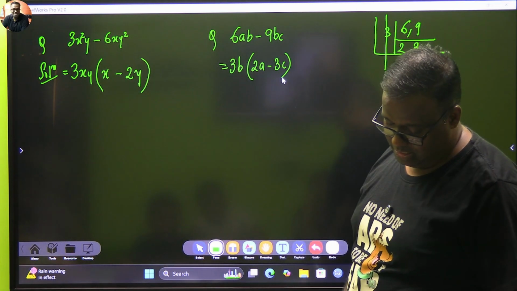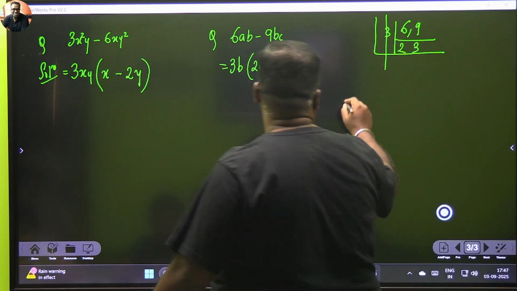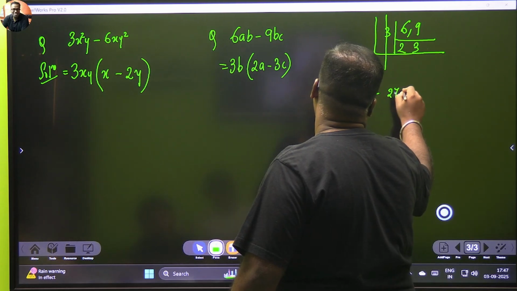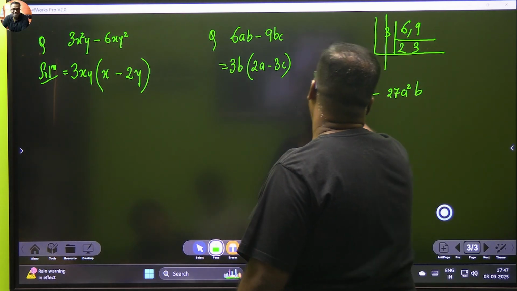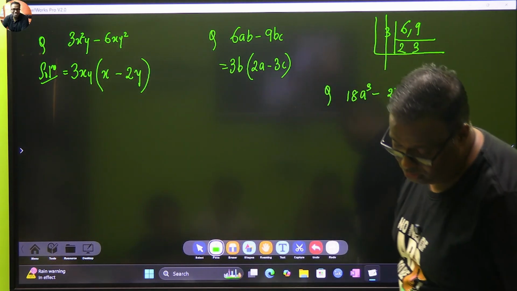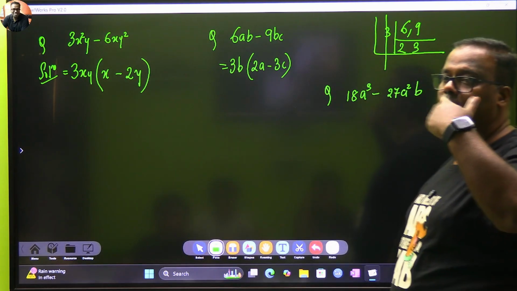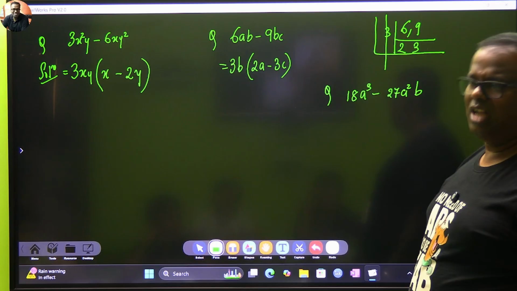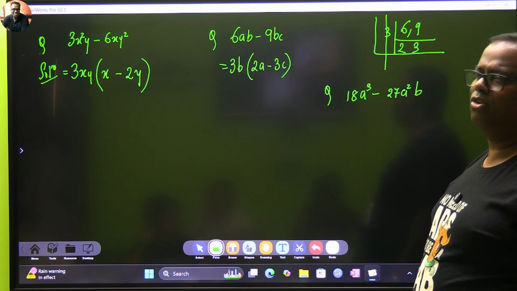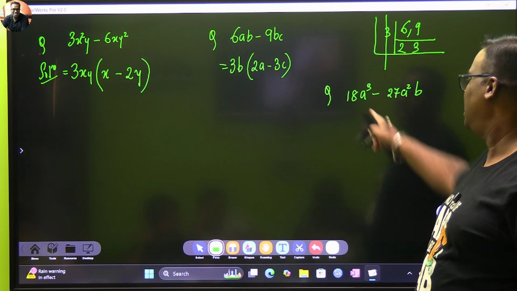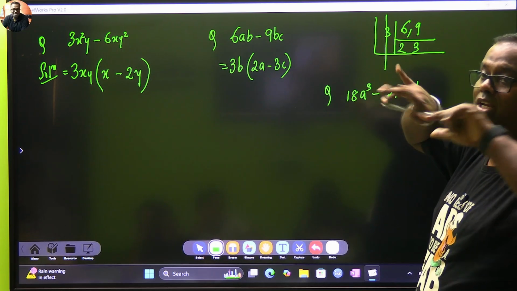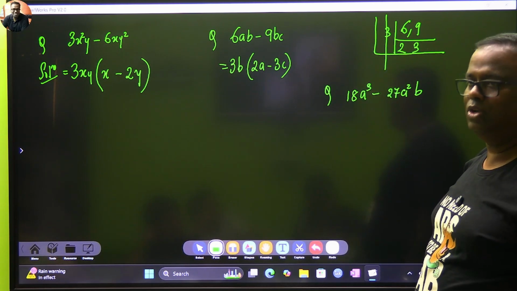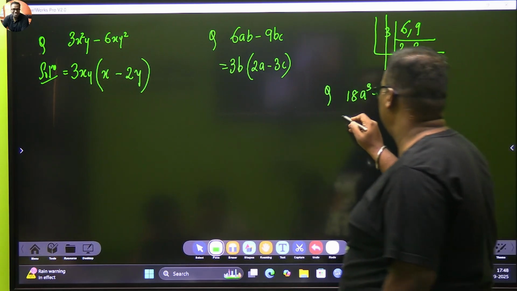So let's take one more. 18a cube minus 27a square b. This is the question, right? Every time we cannot do it directly orally. Now between 18 and 27, 9, but always try to check on HCF also. 9 2s are 18, 9 3s are 27, because you are getting 2 co-prime numbers. 2 and 3 means there is no common factor. Have you understood? So 9 I can suck out from these.